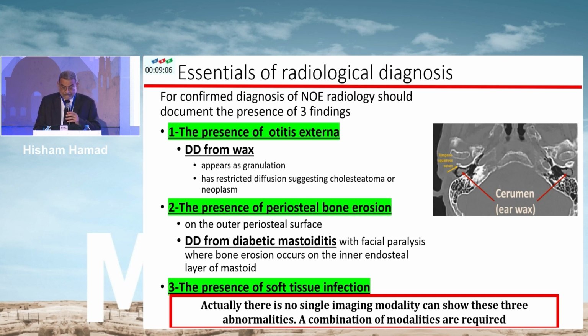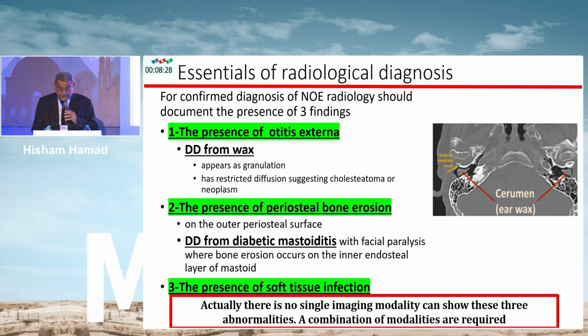Number one, the presence of otitis externa by CT, and here be aware of wax, which may appear as granulation on CT, and may have restricted diffusion, suggesting cholesteatoma or neoplasm. The second thing, we have to document the presence of periosteal bone erosion, which occurs on the outer periosteal surface of the temporal bone of the mastoid. And this has to be differentiated from diabetic mastoiditis with facial paralysis, where bone erosion occurs in the inner endosteal layer. The third is to document the presence of soft tissue infection.